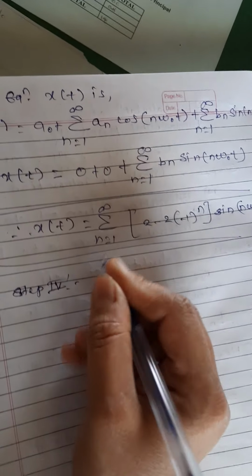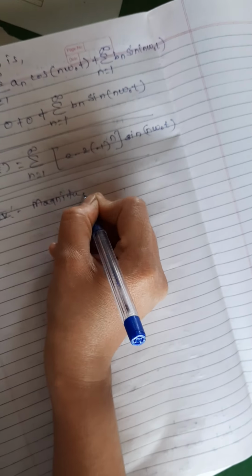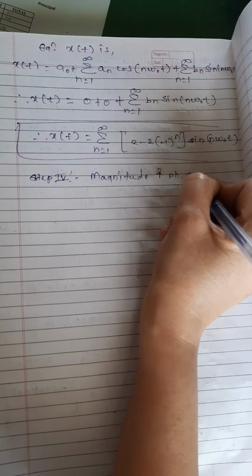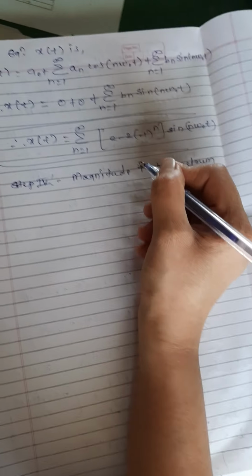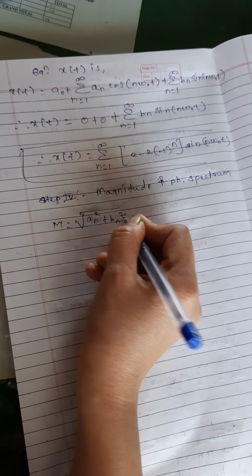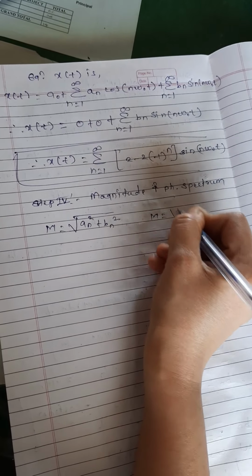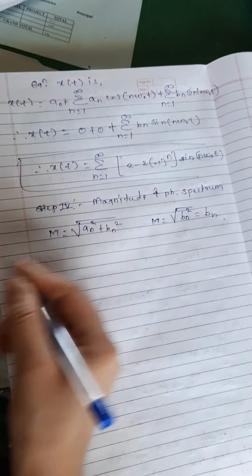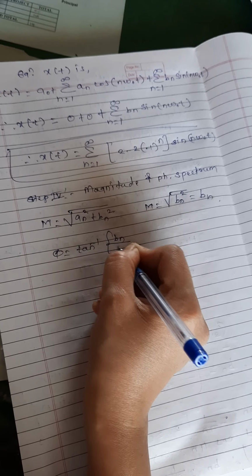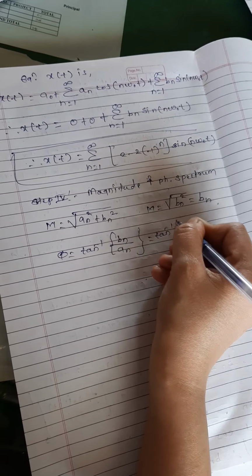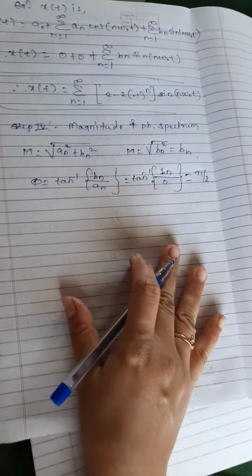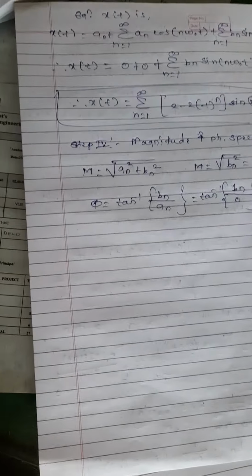Okay, now step 4. Step 4 is magnitude and phase spectrum. Magnitude is given by m is equal to square root of an square plus bn square. But here an is 0, so m is equal to square root of bn square, so it is bn. And phase is given by phi is equal to tan inverse of bn by an, so tan inverse of bn by 0, which is tan inverse of infinity, and that is pi by 2. So the phase remains constant irrespective of the values of n.